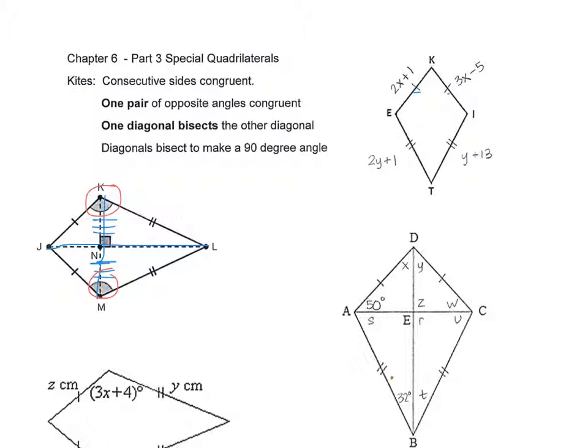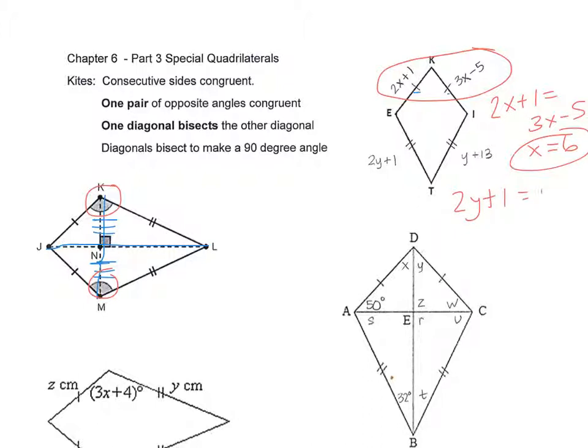In these two, we know these two sides are equal because of these marks right here. So we're going to set 2x plus 1 equal to 3x minus 5. So x equals 6. And then down here, you're going to set 2y plus 1 equal to y plus 13. So y equals 12. And just in case, be careful, you might be asked for the distance between A and T. You just have to plug y back in. And that's for side lengths.